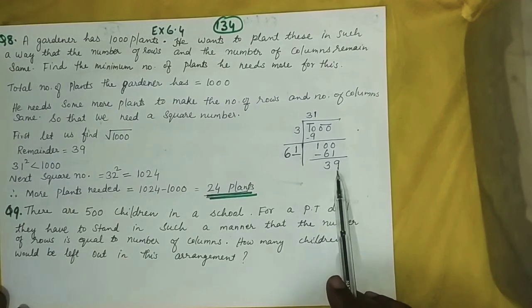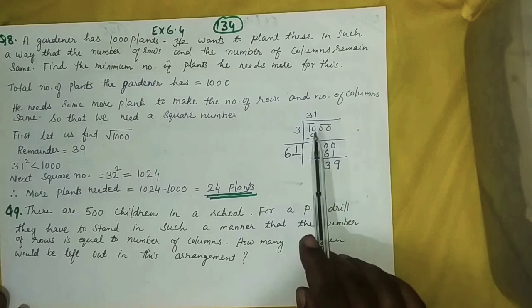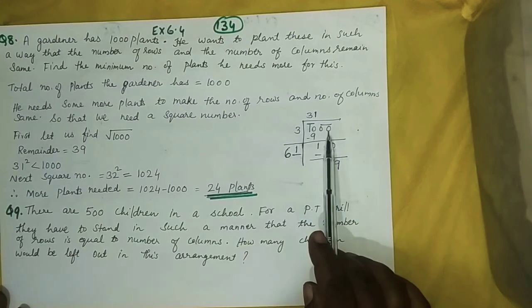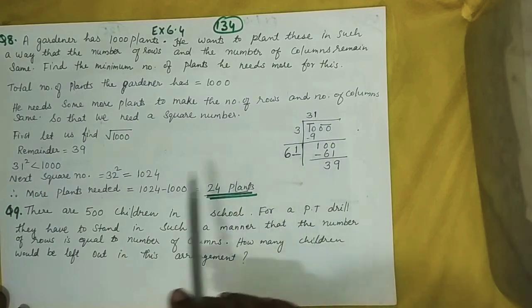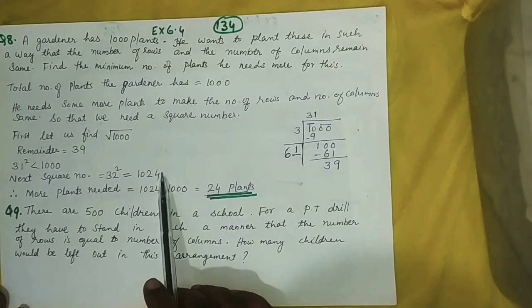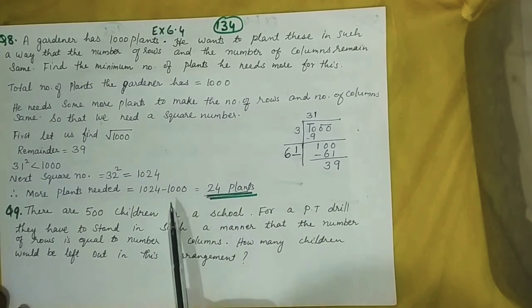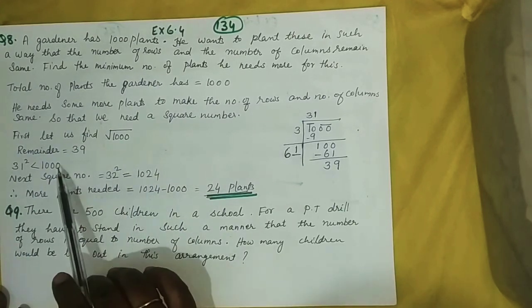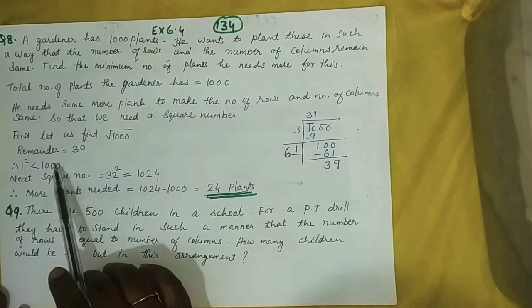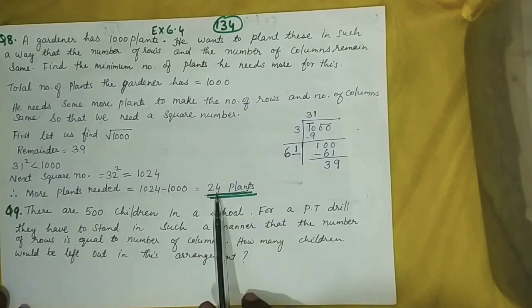A remainder is there. So what does it show? 31 square is less than 1000. So we are taking the next perfect square, which is 32 square. That is 1024. That means we need some more plants. How many more are needed? You take their difference: 1024 minus 1000. That means 24 plants.